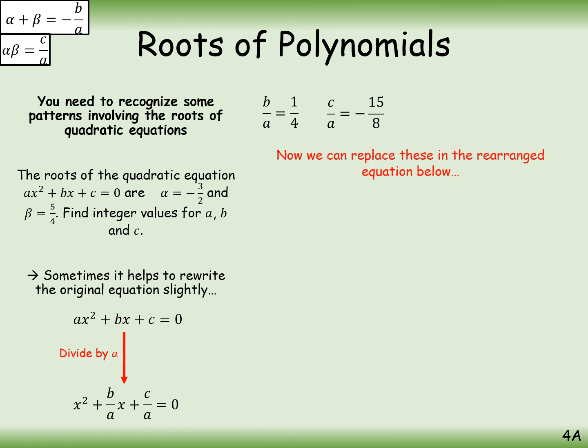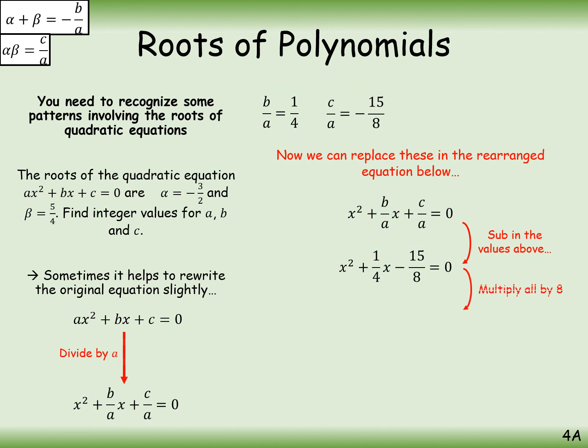So now we can replace this in the rearranged equation below. So we substitute the values: x squared plus a quarter x minus 15 over 8 equal to 0. And now if you multiply everything by 8, we get 8x squared plus 2x minus 15 equal to 0. So here we see a is equal to 8, b equal to 2, and c equals minus 15. So they ask for the values, and we have our a, b, c values.